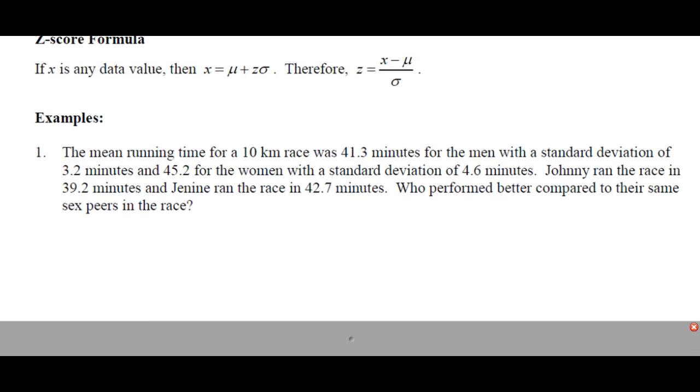Okay, so the mean running time for a 10-kilometer race was 41.3 minutes for the men with a standard deviation of 3.2 minutes, and 45.2 minutes for the women with a standard deviation of 4.6 minutes. Johnny ran the race in 39.2 minutes, and Janine ran the race in 42.7. Who performed better compared to their same-sex peers in the race? Right? So it's not fair to compare the men and the women in terms of the actual number. It's fair to say, all right, compared to all of the men, how did Johnny do?